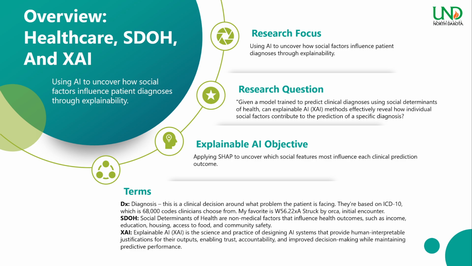I know that most of you don't have a clinical background, so I'll explain a few terms. A diagnosis is a clinical determination about what condition a patient is experiencing, like asthma, diabetes, or depression. Clinicians choose from over 68,000 standardized ICD-10 codes to document the conditions. That's a newer thing, but newer as in like 15 years. But anyway, some of the diagnoses are actually pretty specific.